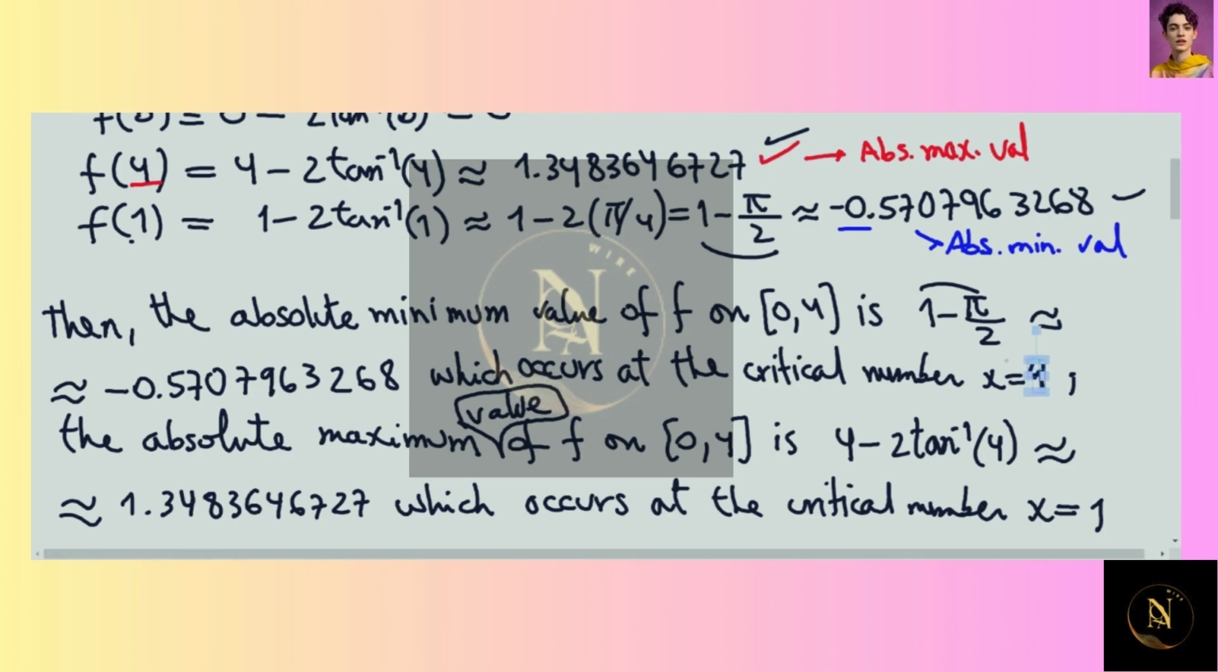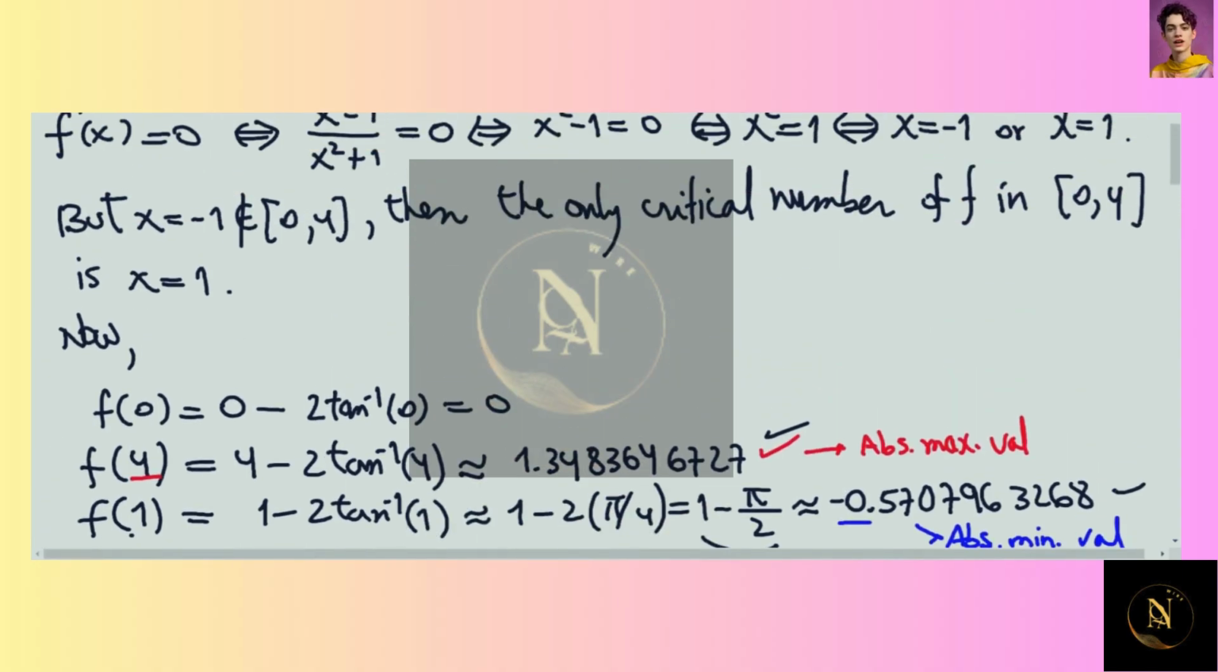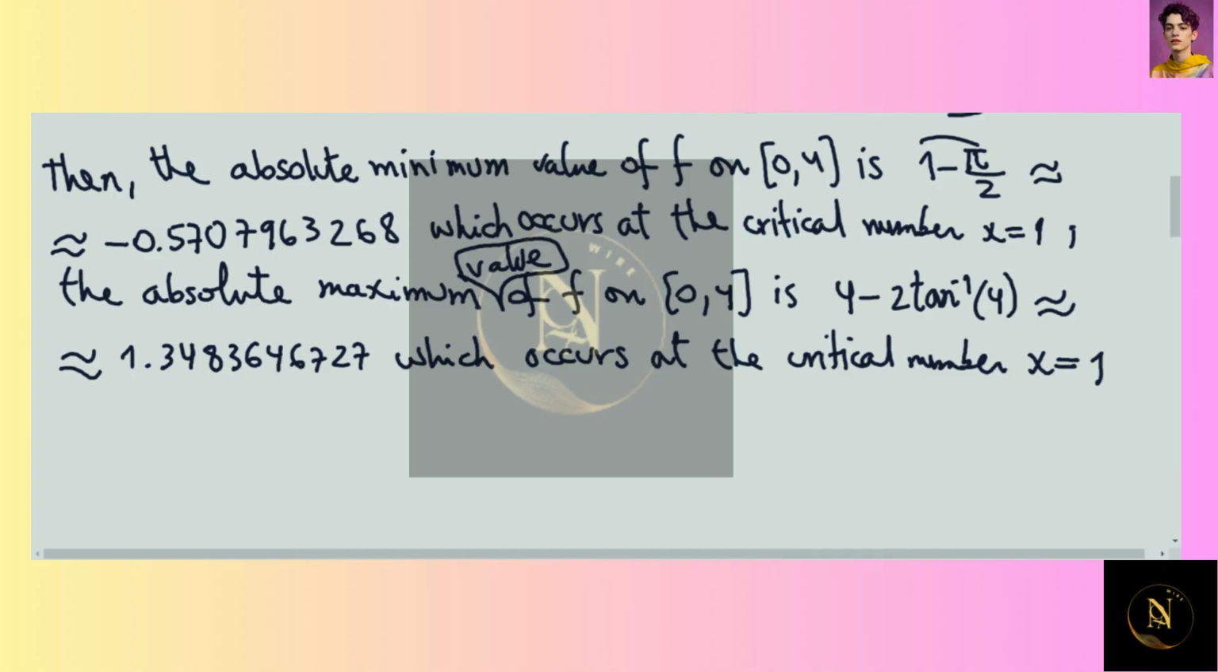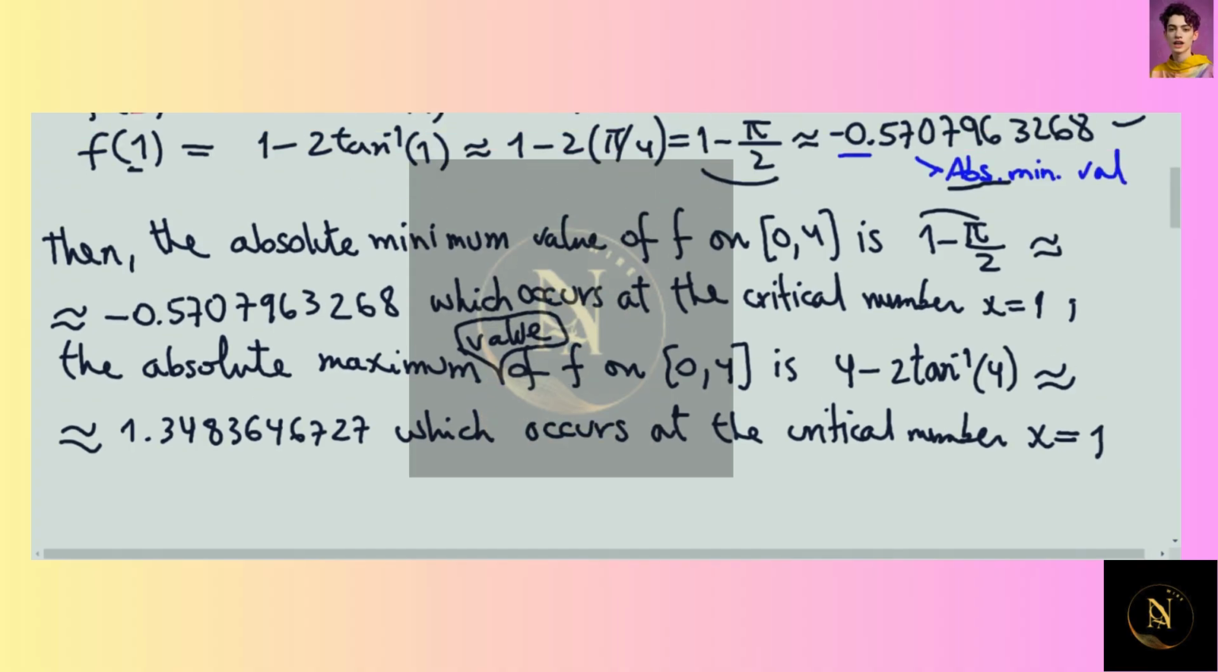Let's stop a little bit here. The critical number is 1. We found it above. Let's see it again. The critical number is 1, so at that value 1 we have the absolute minimum. So the absolute minimum is 1 minus pi half, which is approximately equal to this value, and that occurs at the critical number 1. It was perfect.